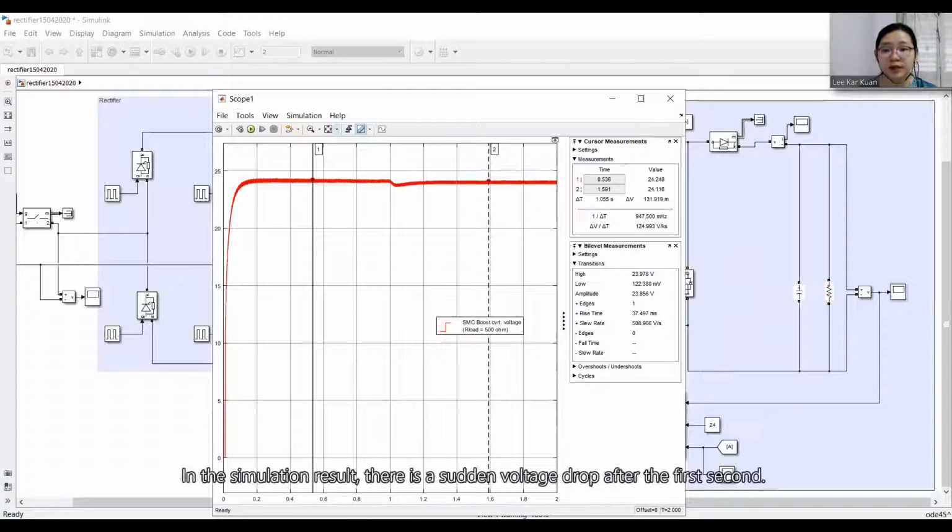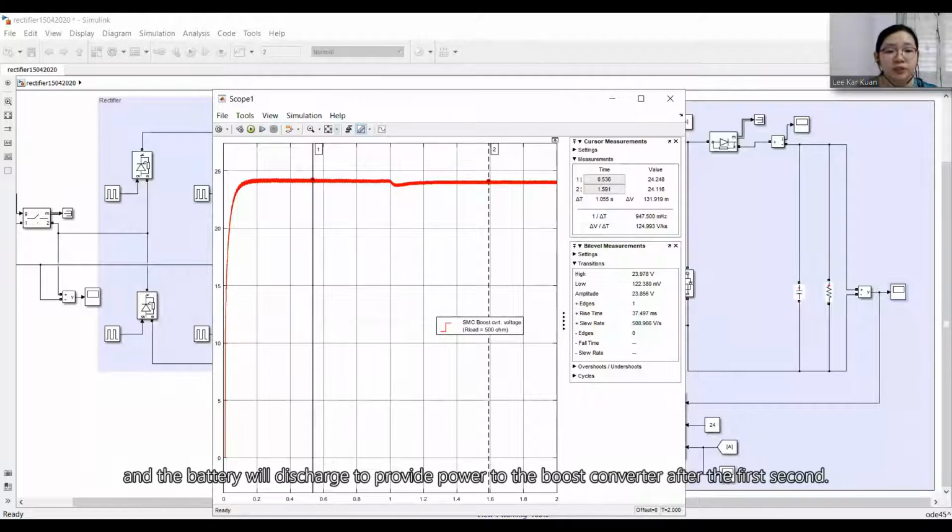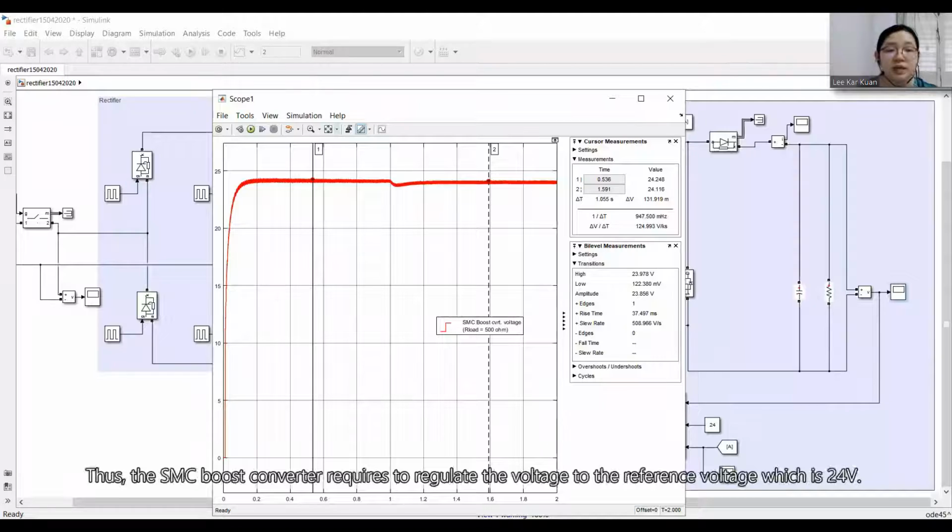In the simulation result, there is a sudden voltage drop after the first second. This is because the main power supply no longer provides power to the boost converter after the first second, and the battery will discharge to provide power to the boost converter. Thus, the boost converter is required to regulate the voltage back to the reference voltage, which is 24 volts.